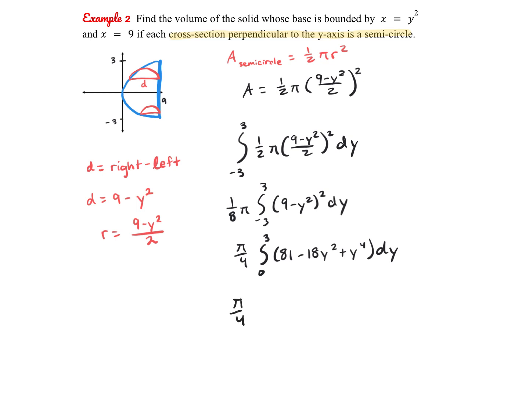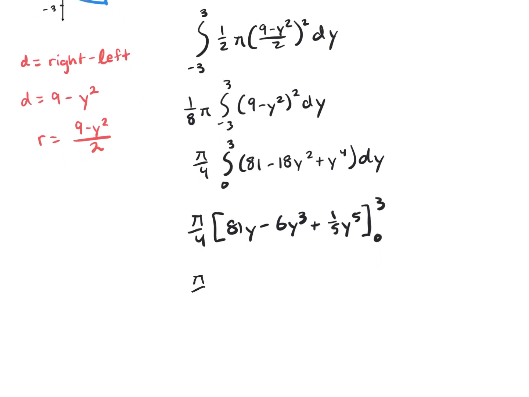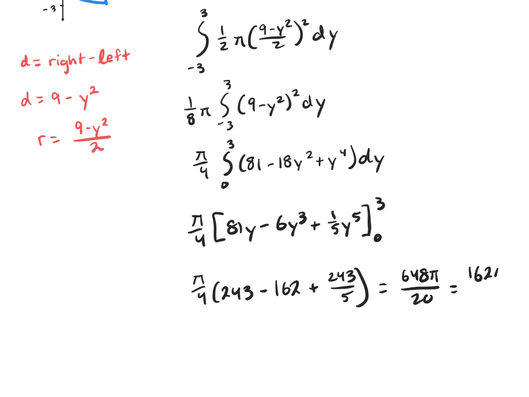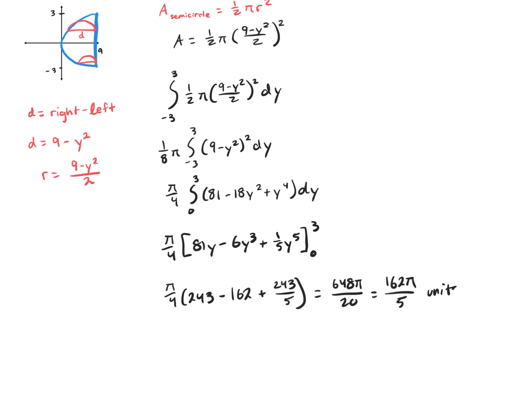So we have pi over 4, and then 81y minus 6y cubed plus 1/5 y to the 5th, evaluated from 0 to 3. We substitute in 3, and if we substitute 0, everything goes to 0. From here, we're just simplifying our fractions. We get 648 pi over 20, so 162 pi over 5. And that is a volume, so it would be units cubed.